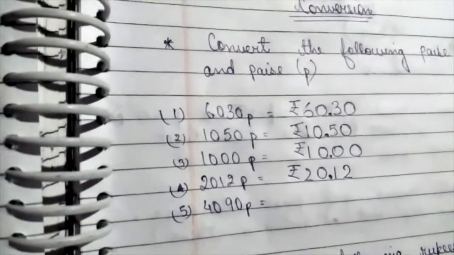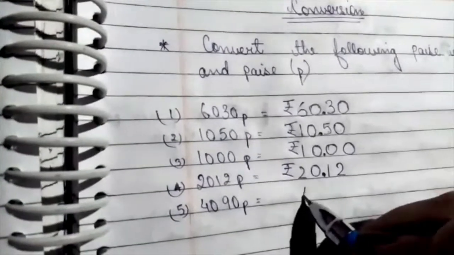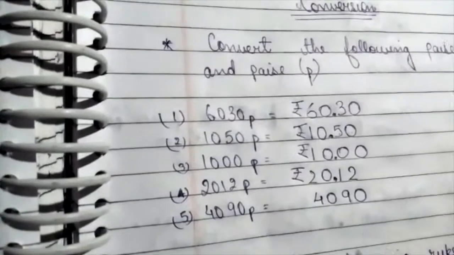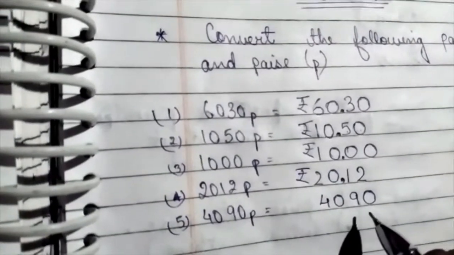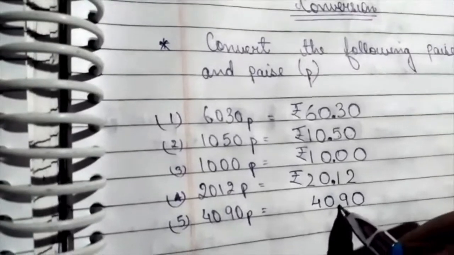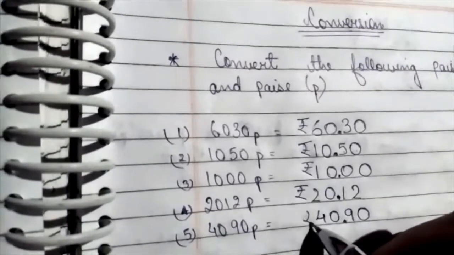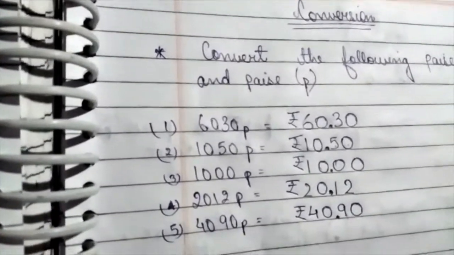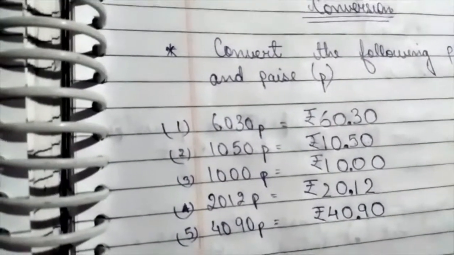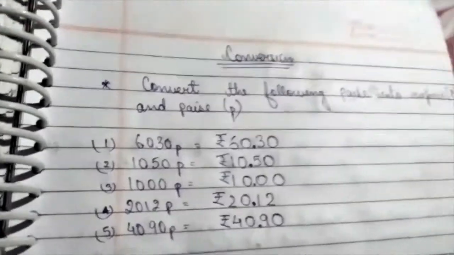Now the next question is 4090 paise. You write the number 4090, count 2 digits from the right side, 1 and 2, and put a small dot before 9 and write rupees. This is how you have converted 4090 paise into 40 rupees and 90 paise.